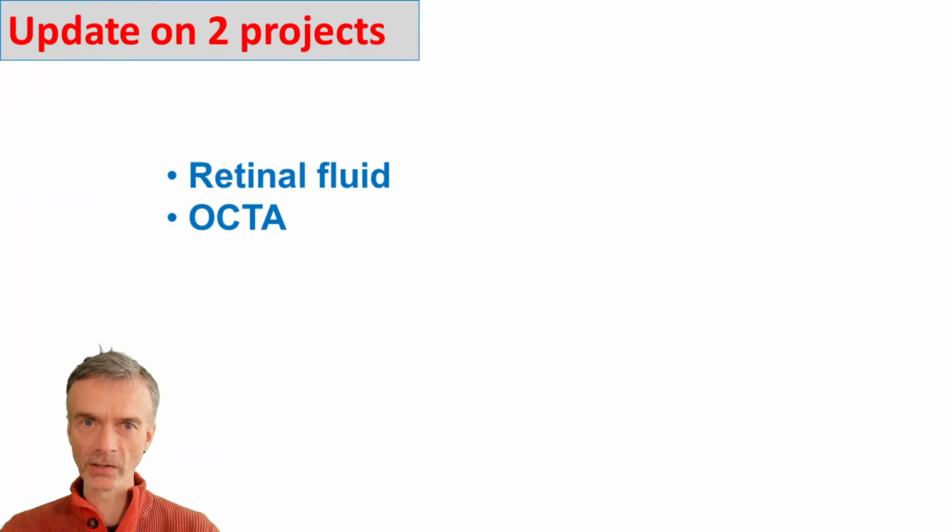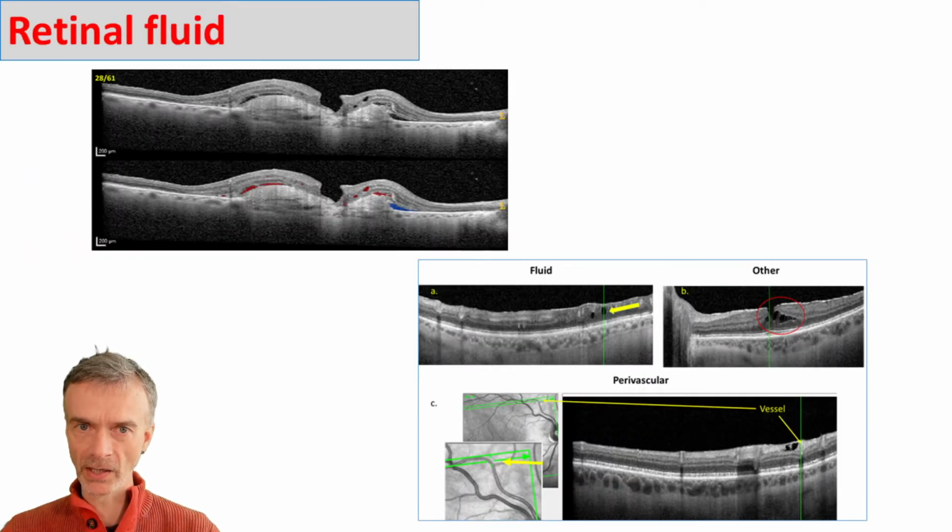So two projects I'm giving an update on today. One involves retinal fluid and one's with the OCTA technology. So retinal fluid is these little black holes that appear in the back of the eye, and they split the nerve fiber layers, cause destruction. And what we can do is we can segment them and quantify them, and that's this bottom picture here.